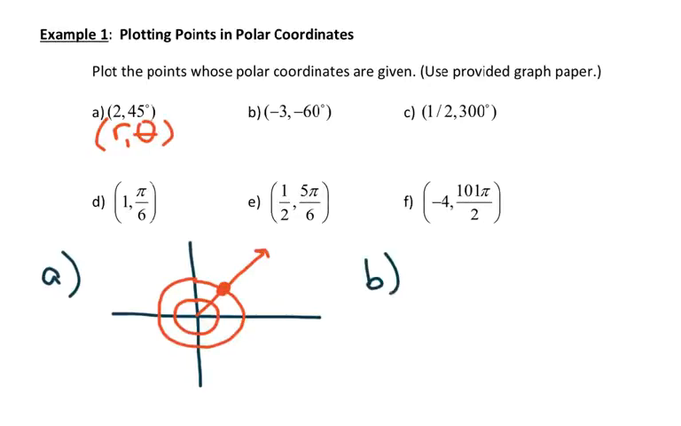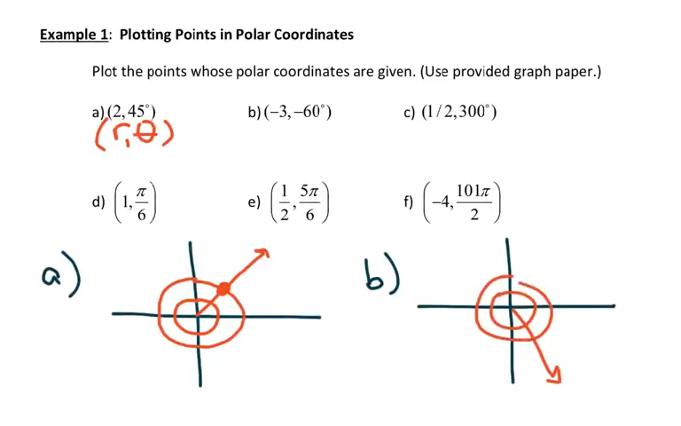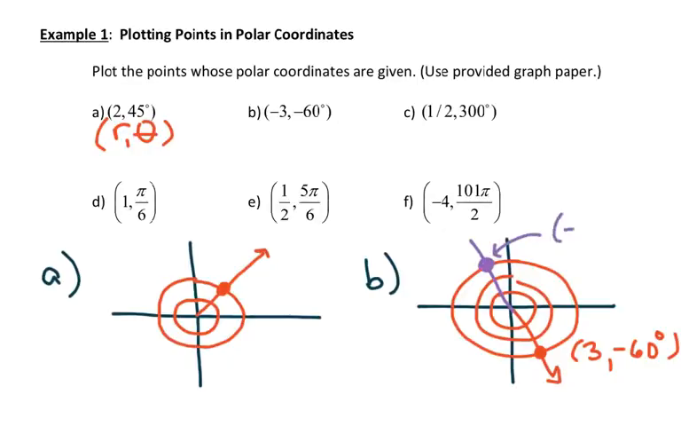In B, (-3, -60 degrees). Well, -60 is going to be down here. Remember, if you go this direction, that's your negative angles. And -3 means you're going to make 3 circles. But let's talk about negative radius. This point here is the point (3, -60 degrees). That's because -3 means go 180 degrees the other direction. So this is where (-3, -60 degrees) is.